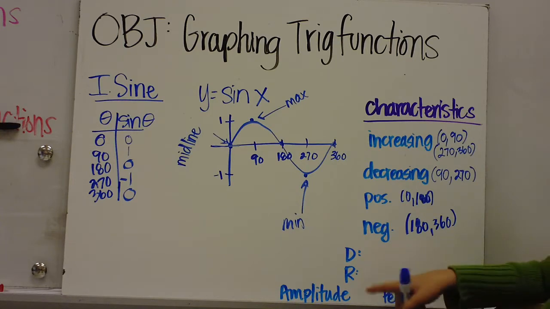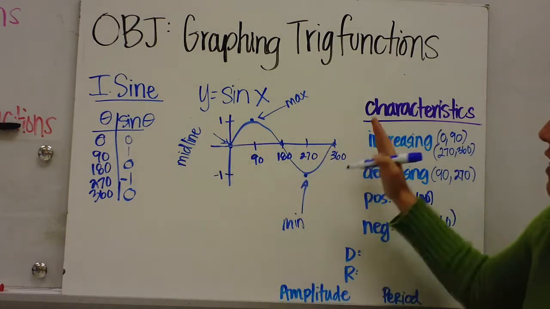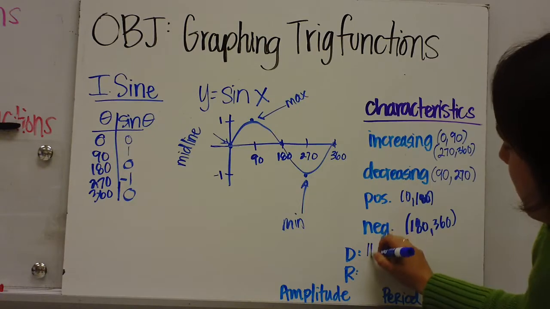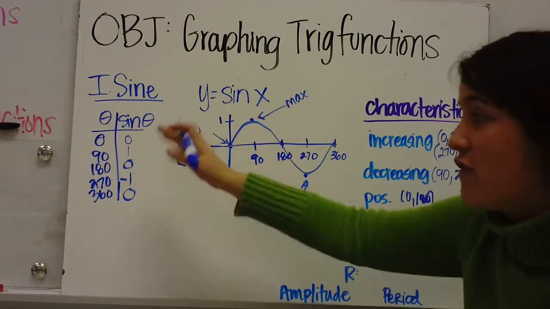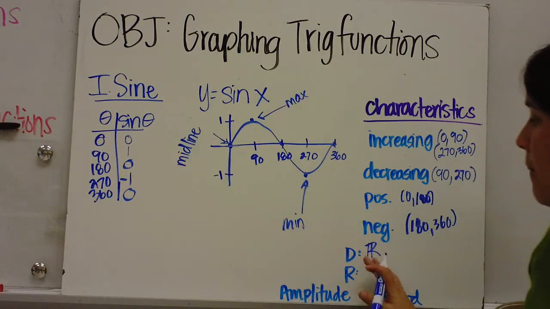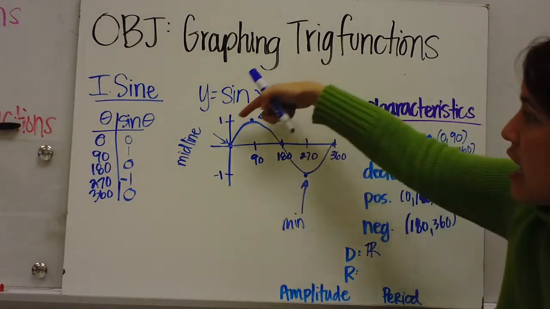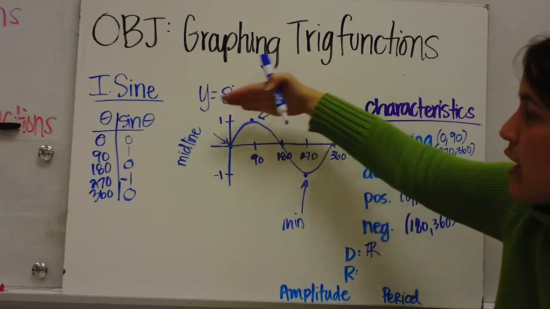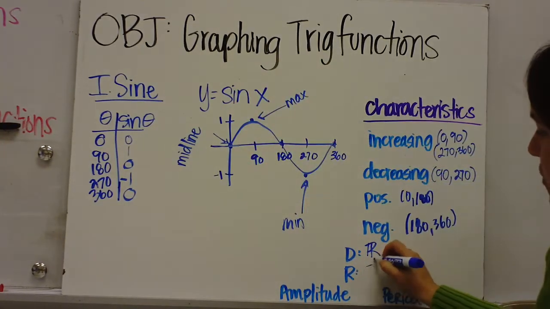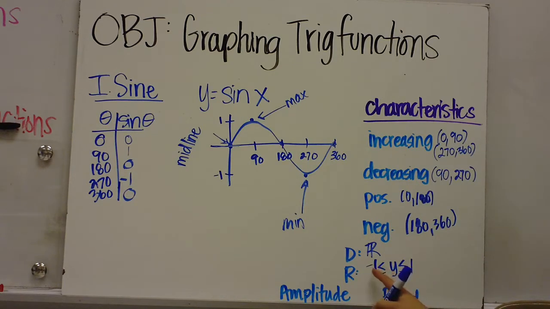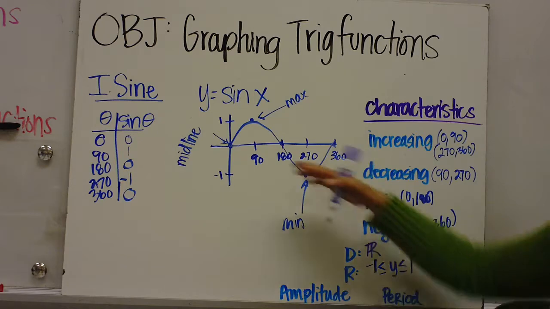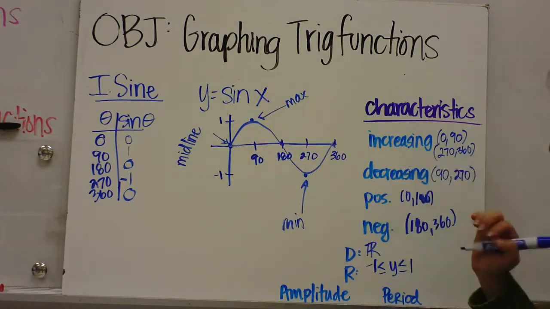Now let's talk about domain and range. The domain is going to be all real numbers, because you could put any degree value in for the theta, for the x value. But the range, if you notice, only stays between 1 and negative 1. So negative 1 is less than or equal to y is less than or equal to 1.